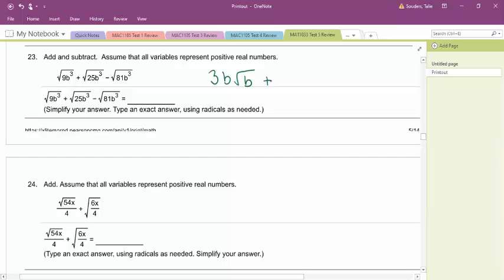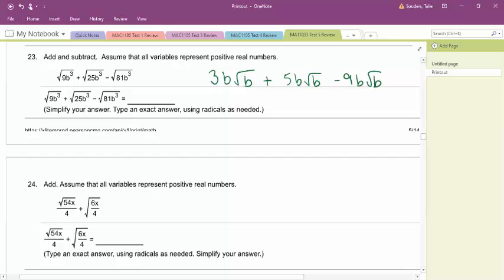Okay, what about the next term? Do you want to keep going, Alyssa? Sure. It would be 5b and then radical b. Good, and then the last term. And then negative 9b radical b. Good. And then what would you do from there? Would you just combine all of them? Mm-hmm.